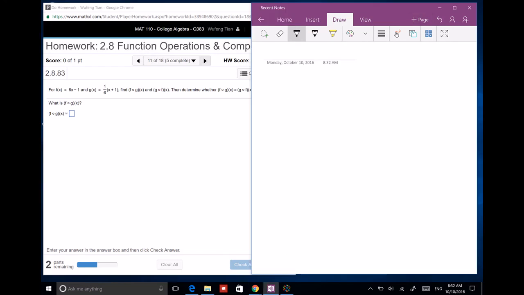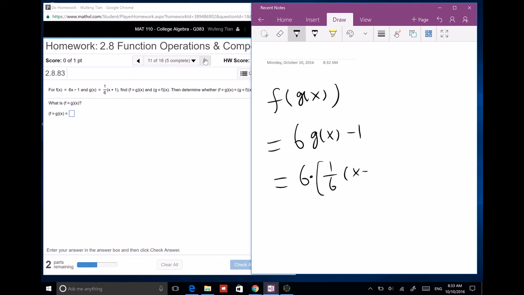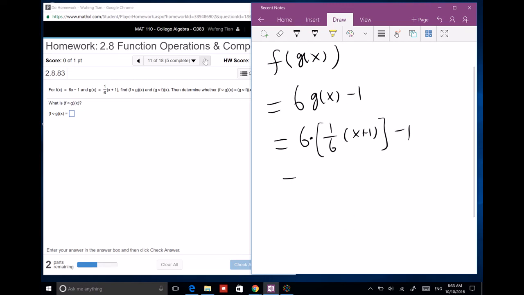Next one is f of g of x. f(x) is 6x minus 1, so it's 6 g(x) minus 1. g(x) is given, so 6 times 1 over 6 times x plus 1, minus 1. The 6 and 1 over 6 cancel out, so it's x plus 1 minus 1, which is just x.